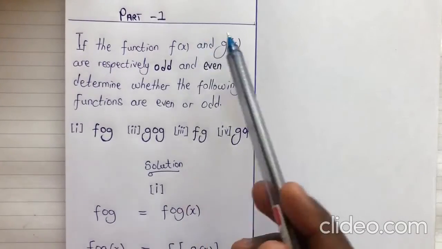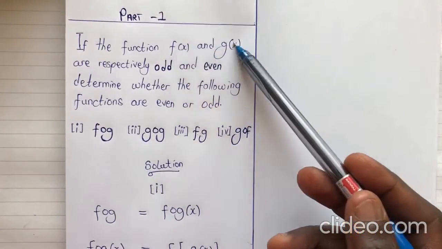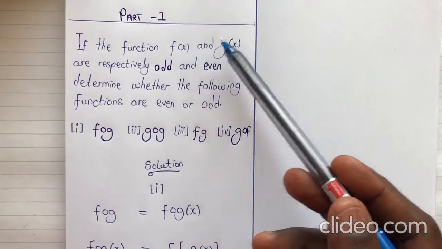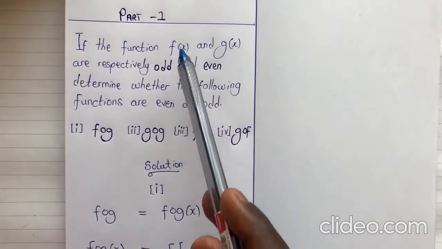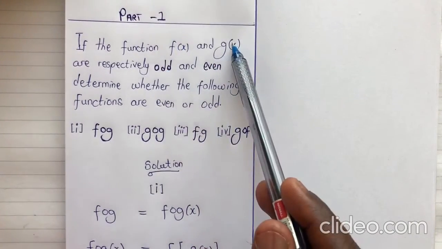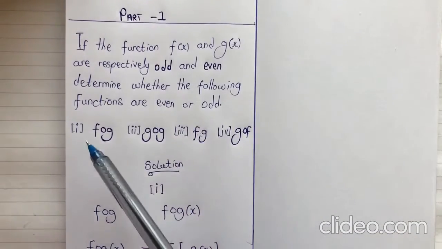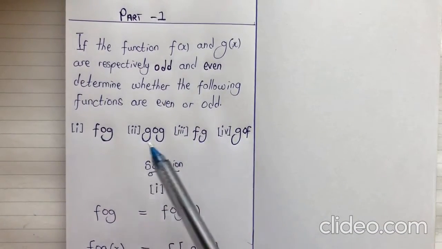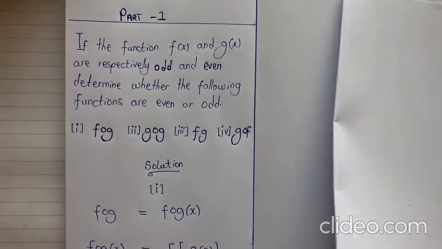This can turn depending on the way the question appears. The question can say this is even, this is odd, or this is odd, this is even. In this case, the question is telling us that f of x is odd and g of x is even. Then it says determine whether the following are even or odd. So we have four different functions here. Now, we need to write down that statement before I start this calculation.